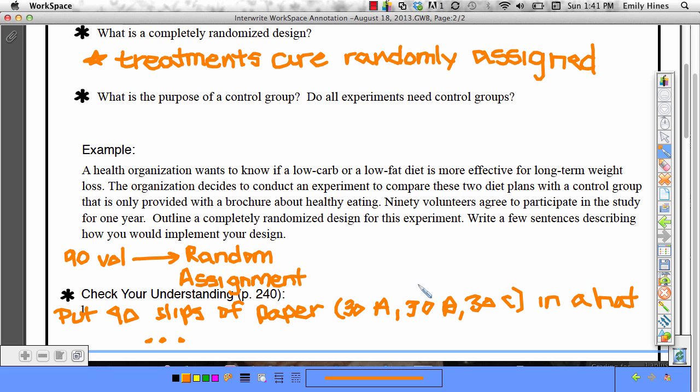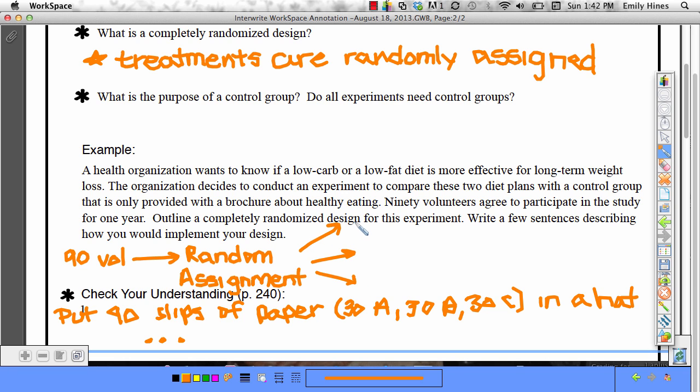The people who received a slip of paper with an A on it participated in a low carb diet. The people who got a slip of paper labeled B got a low fat diet, and the people who drew a piece of paper out labeled C got the brochure for healthy eating. I would need to totally explain that process and not just say random assignment. So then I show how my groups are split up.